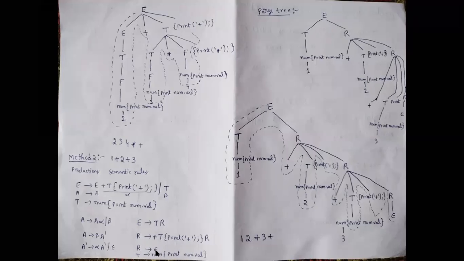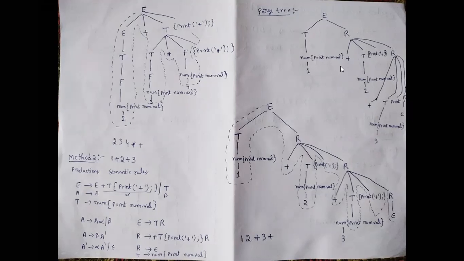If we use epsilon here, this expression is not satisfied, because we get one more plus. So then only we consider this production: R produces plus T, print plus, and R. So we have this R with epsilon, and T is 3. So 1 plus 2 plus 3 is the given expression. We have to construct the parse tree.